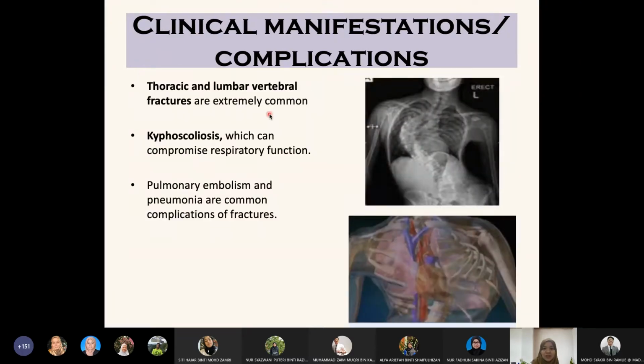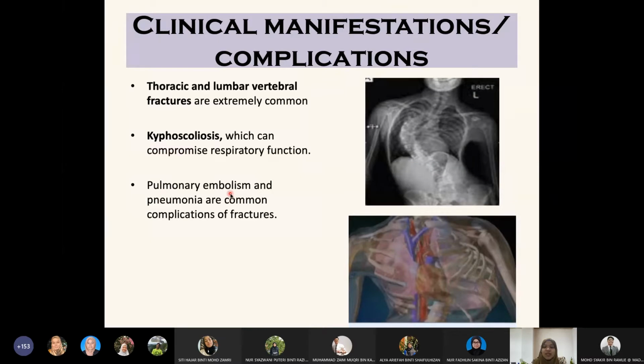Okay, if the kyphoscoliosis is very severe, it will interfere with the respiratory function because here you have the lungs. So if you have kyphoscoliosis, the rib cage is not normal, so it will interfere with the expansion of the lungs during respiration, so it will compromise the respiratory function, okay? And those with fractures usually will be immobilized, so they can have a risk of getting pulmonary embolism. You will learn this in your cardiovascular disease and respiratory disease.